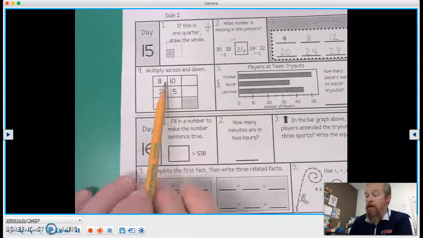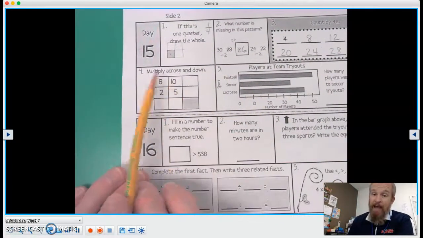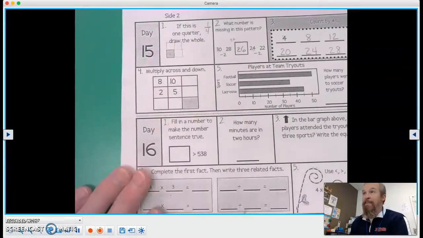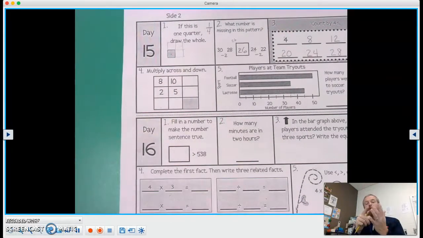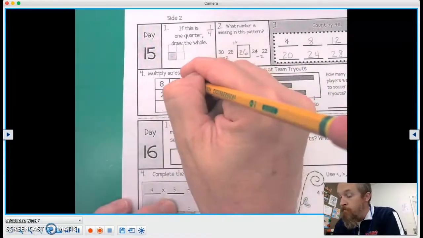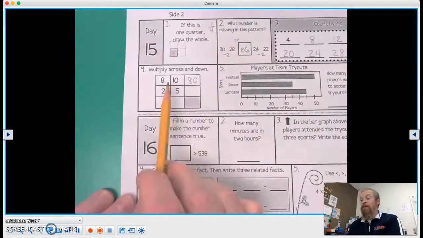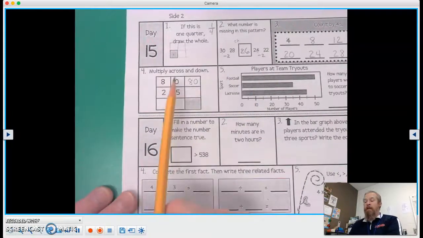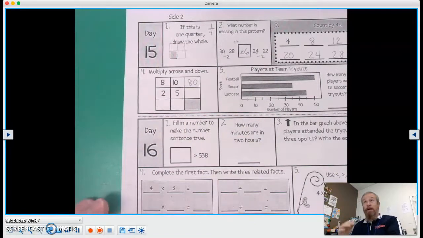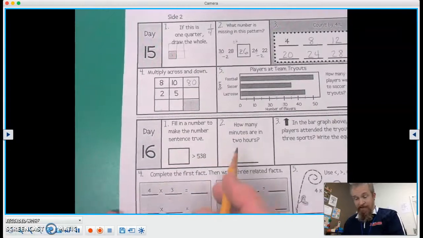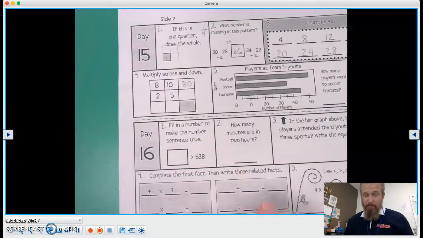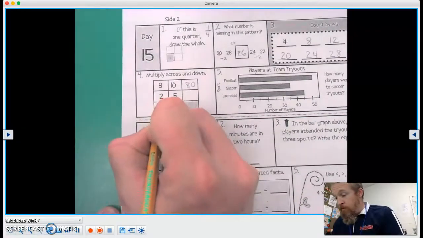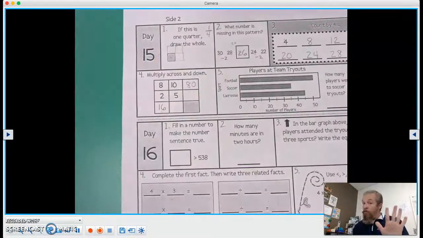Speaking of multiplying, we're going to multiply across and down. So if I have 8 tens, 10, 20, 30, 40, 50, 60, 70, 80. So 8 times 10 equals 80. 8 times 2, or 2 8s, that's like addition. 8 plus 8, 16. Or 2, 4, 6, 8, 10, 12, 14, 16. Same thing.